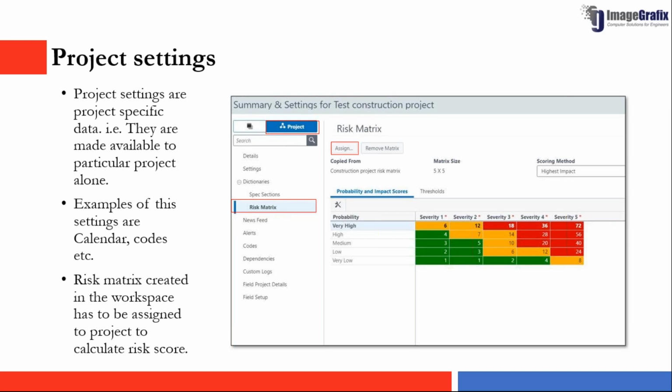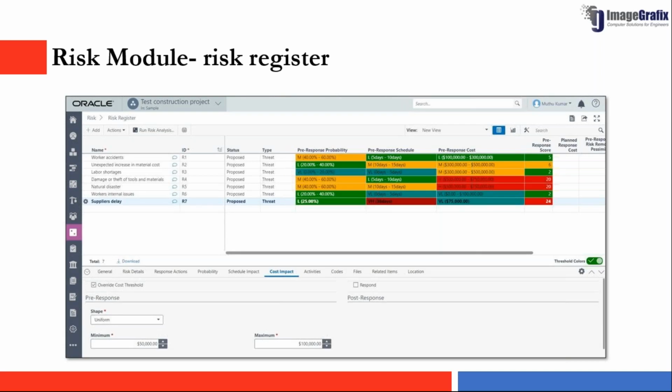Risk scoring matrices. Then coming to risk registry in Primavera Cloud Services, we have identified the risks. Now we will capture these risks in the risk registry in the risk module.